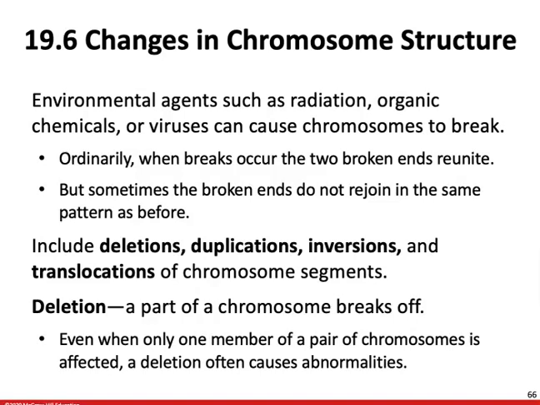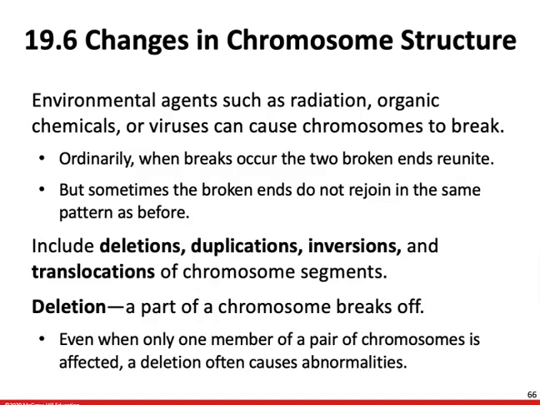There are a lot of different factors that can change the chromosome structure. There are certain things like environmental factors like radiation, organic chemicals, viruses. Those can all cause changes to the chromosome. They can cause that chromosome to break, and when it's reformed, mistakes can happen.